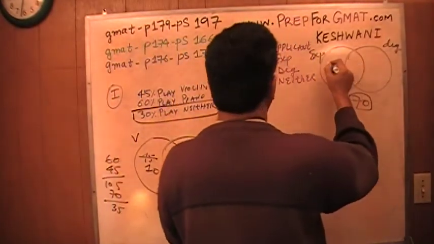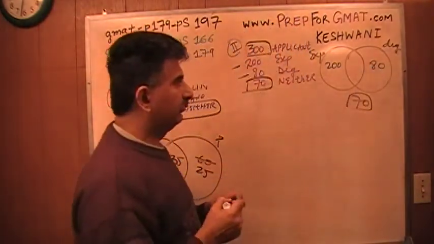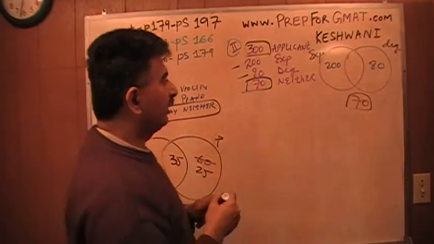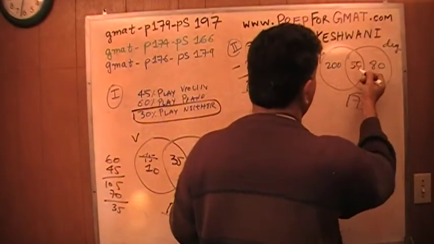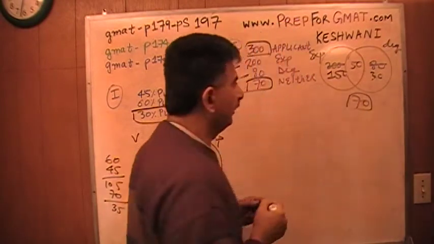But before I do that, let me put 200 here. 200 people have experience, 80 people have degrees. But then I know that 50 of them are double counted because they have both. So 50 goes here, this comes down to 30 and this comes down to 150. And that's all it is.